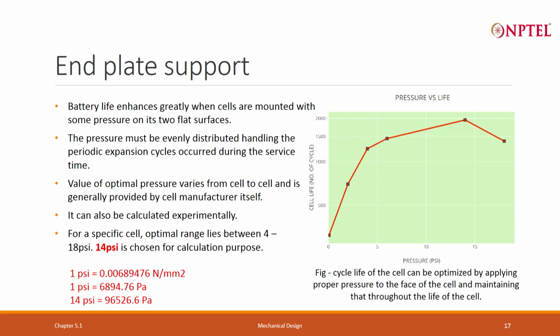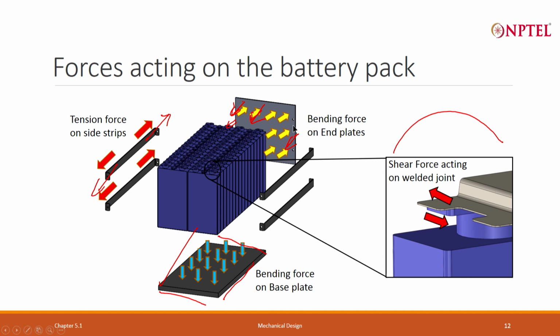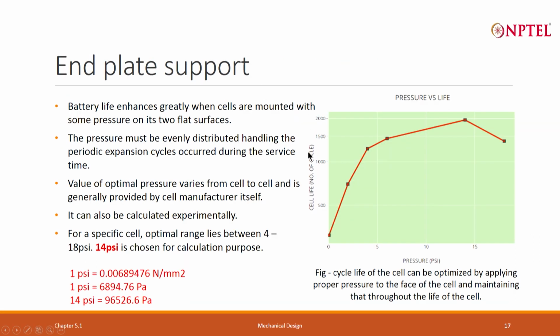Again, to provide the pressure on the cell surface, what will happen? There would be a reaction force on the end plate. You see here, if pressure goes there, then there would be a reaction force on the end plate. What will this reaction force do? It is a uniformly distributed force, and it will again try to bend the end plate. For this particular cell, we found that around 14 psi would be the optimum pressure for the cell life to go up to 2000 cycles.